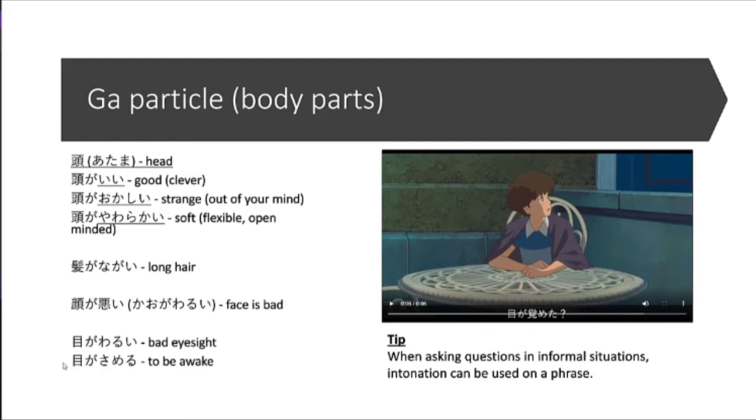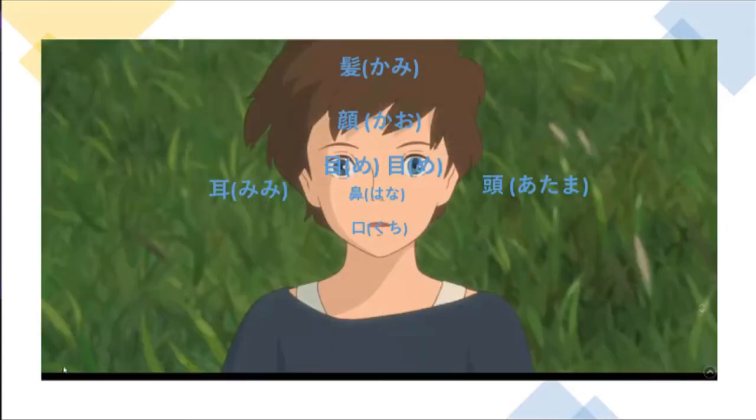So me means eye, and if you look at body parts, looking at the face, we've got the kami, hair. It's almost strange actually, because kami is also the same word that means God. So if it helps to remember, the top of the head, I guess because it's the highest point of the body, it's like God. So kami is the hair. I don't even know if that's useful.